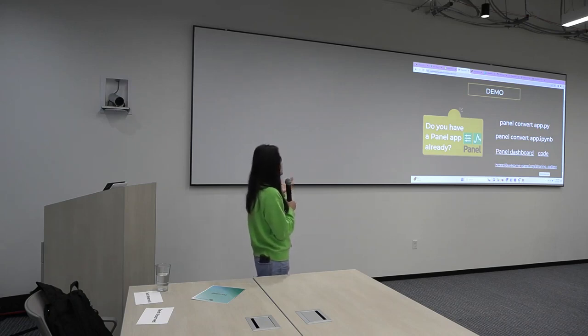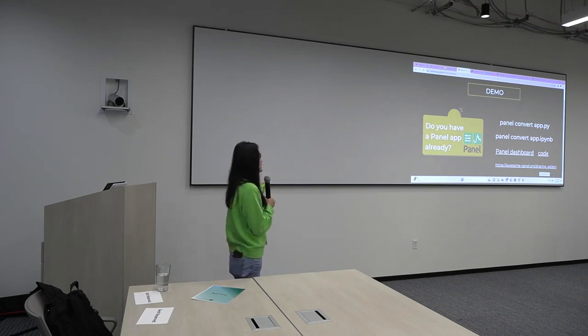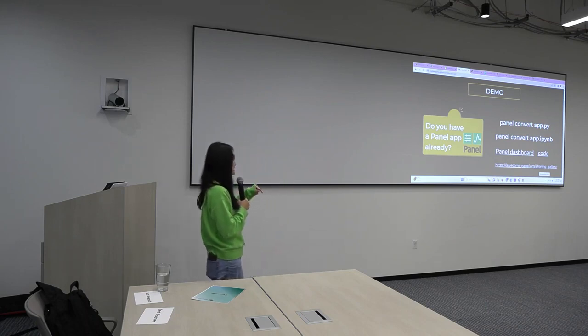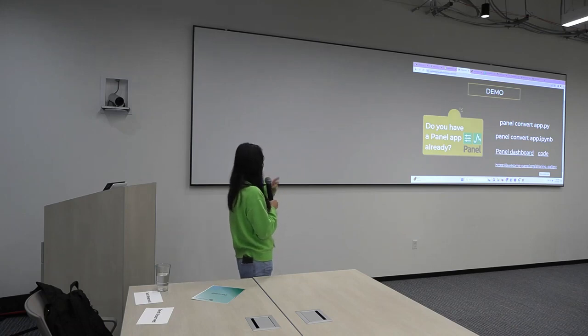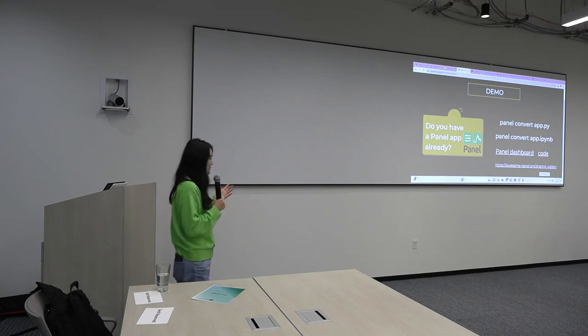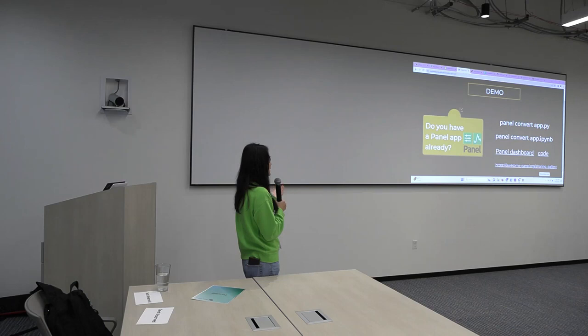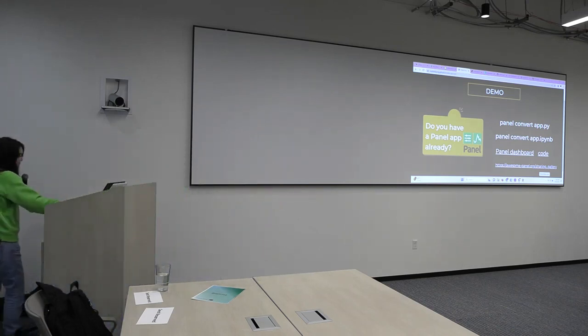So you only need to do one line of code in your command line: panel convert app.py or panel convert app.ipynb, depending on what kind of app file you have. Then it will convert the app directly to PyScript. So you don't need to write all the PyScript in HTML anymore. You just write a Python file and then convert it to HTML. So that's the gist of it.